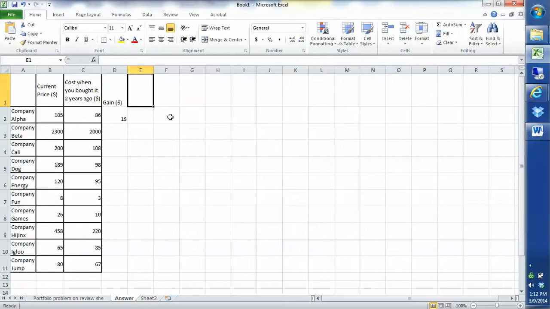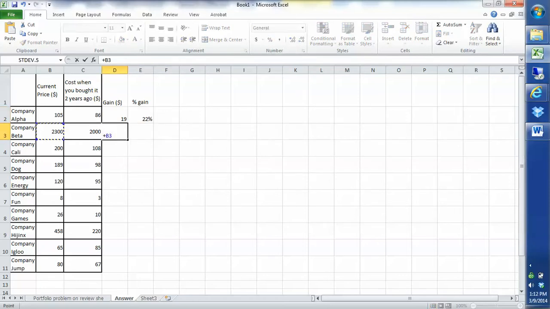to compare across stocks. So we want to add a fourth column here, or actually a fifth column, that is percent gain. And that is just your dollar gain divided by your cost. So the $19 represents a 22% gain on our original cost of $86. There we go. And let's go ahead and present that as percentage. Perfect. And let's go ahead and do that for the rest of these.